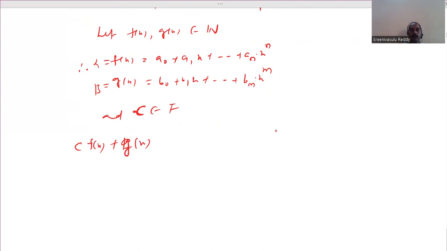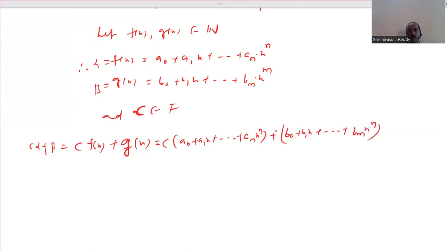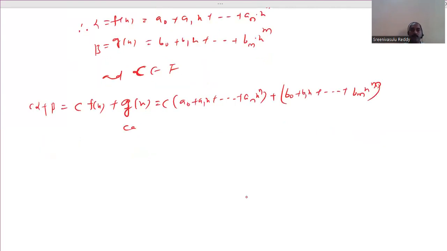G of x, f of x. C alpha plus beta equal to C into f of x. Now, substitute the values. M may be less than n, case 1.